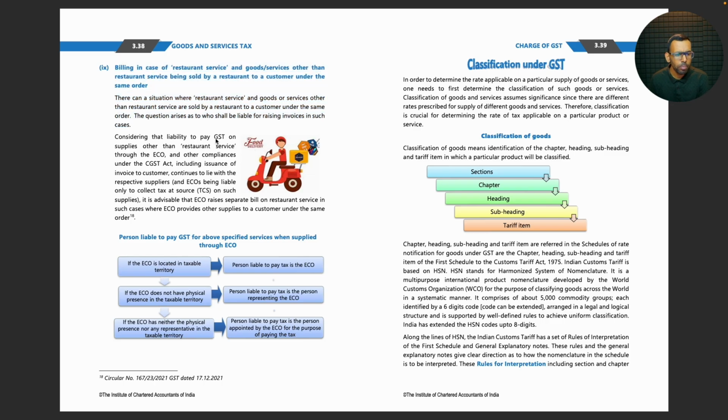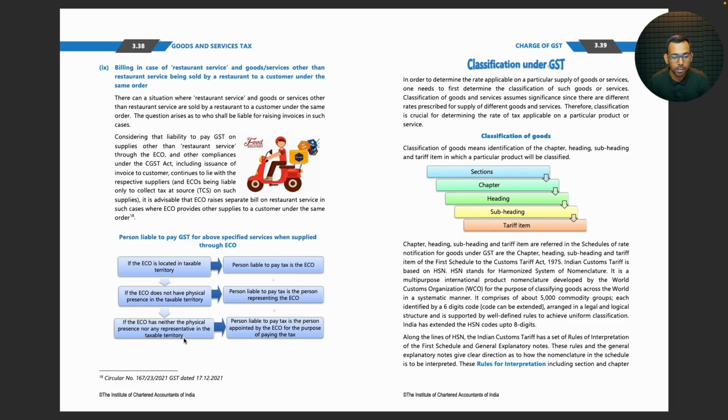Considering that liability to pay GST on supplies other than restaurant service through the e-commerce operator and other compliances under the CGST Act, including issuance of invoice to customer, continues to lie with the respective suppliers, and e-commerce operators being liable only to collect tax at source on such supplies, it is advisable that the e-commerce operator raises a separate bill on restaurant service in such cases where the e-commerce operator provides other supplies to a customer under the same order.